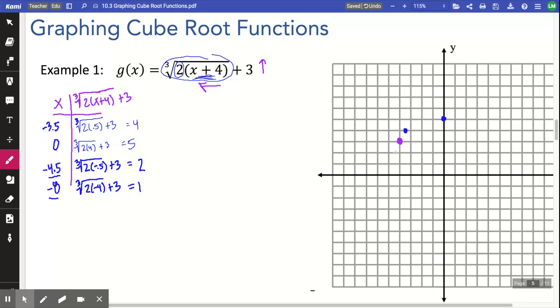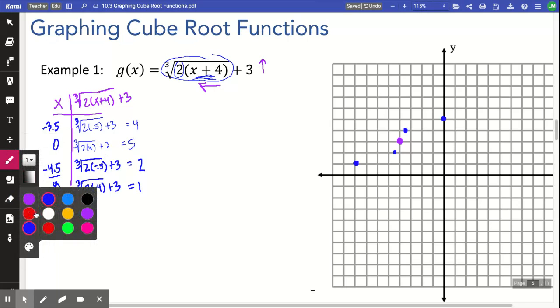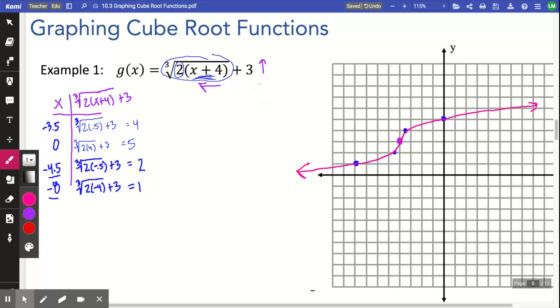All right, let's plot these points here. There's a point, and then negative. There we go. So here's my graph. We just need to connect the dots, make sure it's a nice, pretty, smooth graph here. There we go on the right, and then that point of inflection is where it's going to take its turn. Okay, so there's my graph.